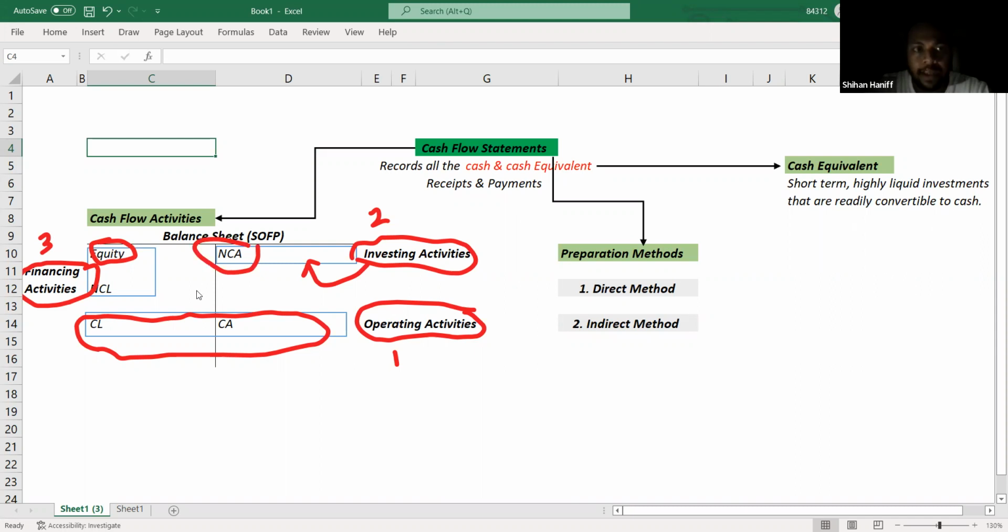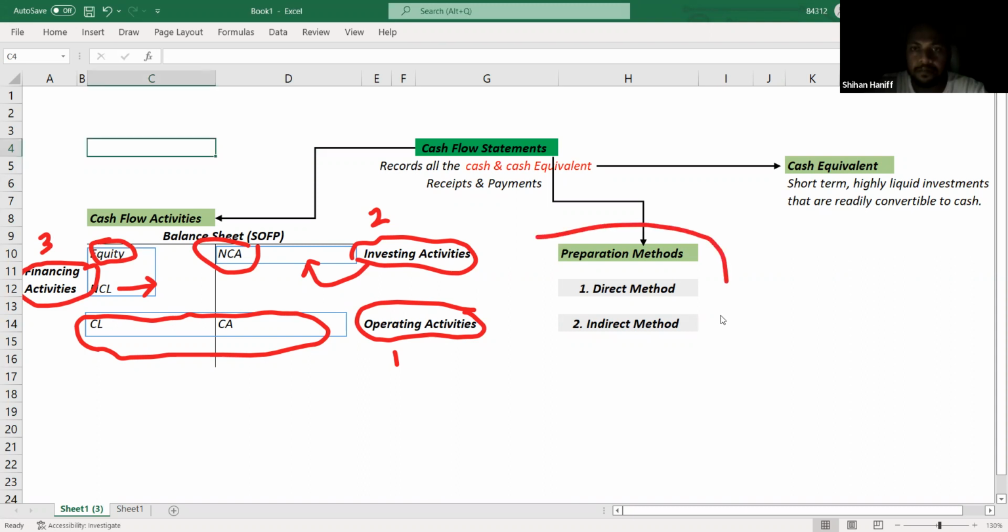Interest paid is a finance activity because interest is paid for the non-current liabilities, for bank loan. Interest received is an investing activity. I hope you all understood the activities. So there are only 3 activities. Then we are moving to the third part.